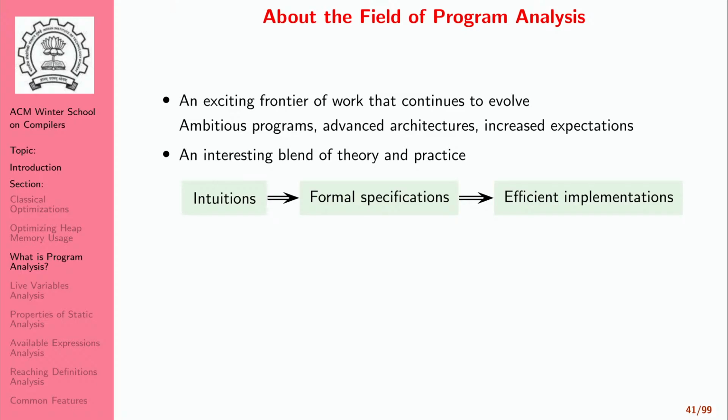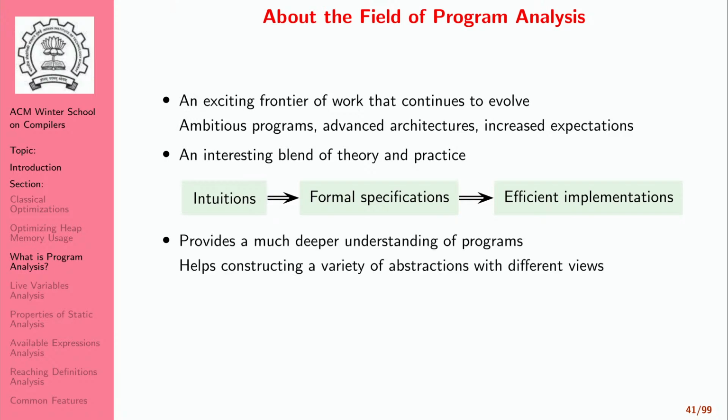So we try to make those intuitions more precise, and then we try to formally specify, which is something we will see now. For example, we will see how that global common subexpression elimination that we saw in the morning is formally done. And then we have to worry about efficient implementation. So you go all the way from intuitions to formal specifications using mathematics and systematic ideas, and then you implement them so that they work efficiently. It provides a much deeper understanding of the programs. It helps us in constructing a variety of abstractions with different views.